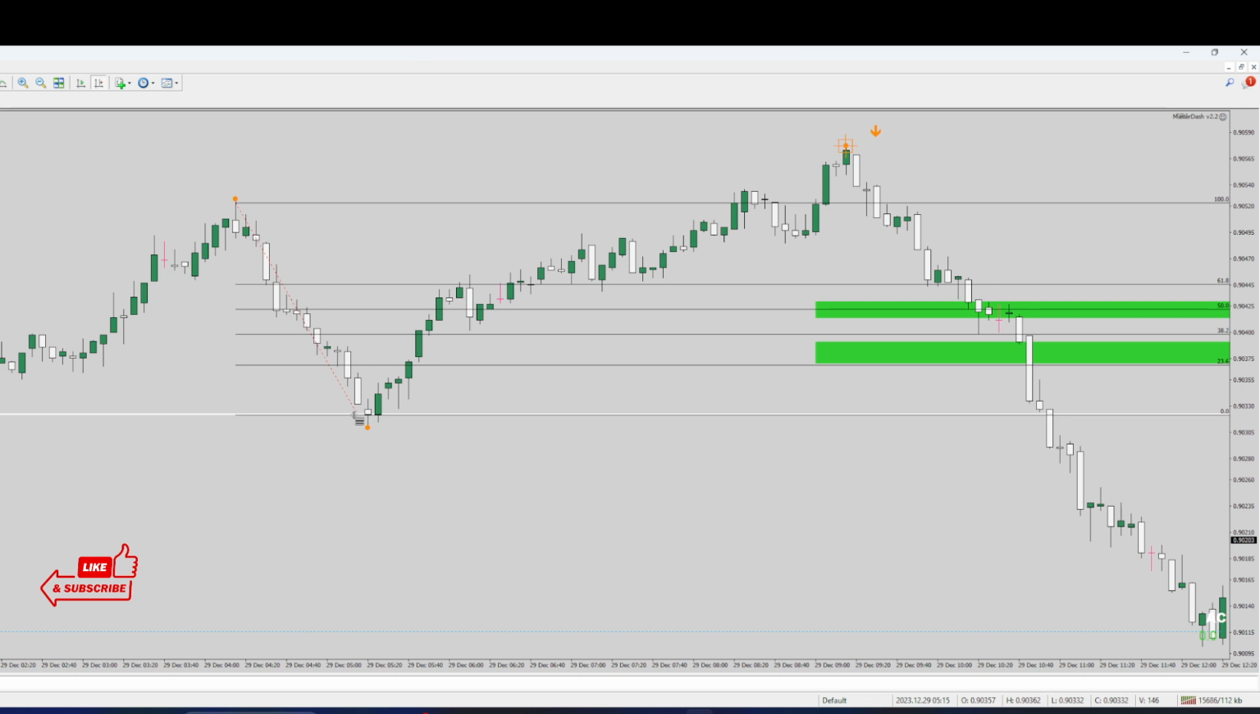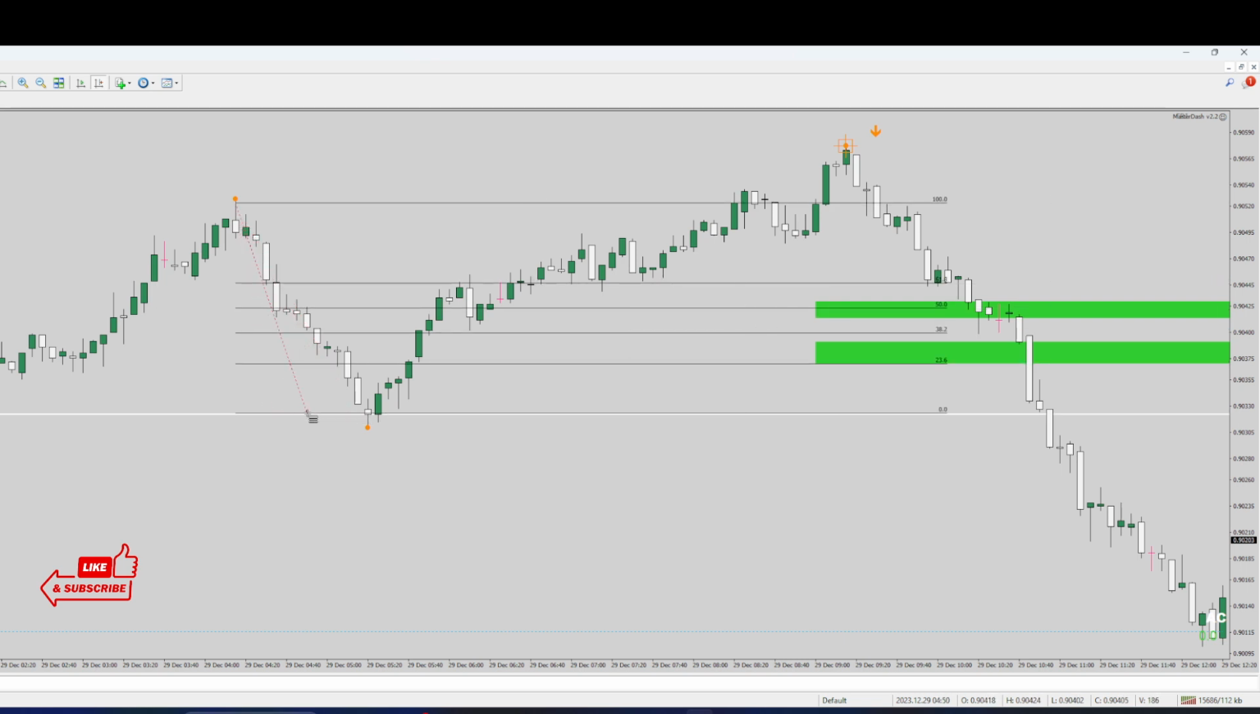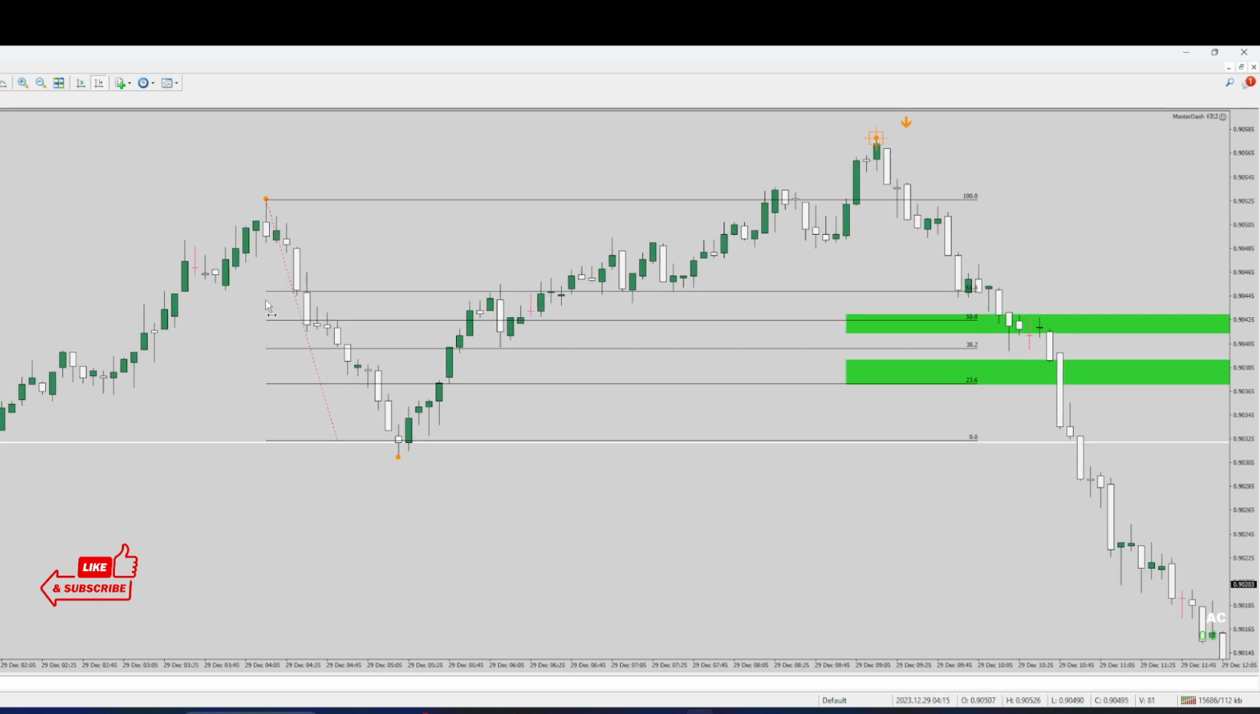I'm going to go from that. Now I'm going to go from this high to this low, because this is the most recent high and this is the most recent low. Still the same. As you can see, the entry is still pretty much the same.